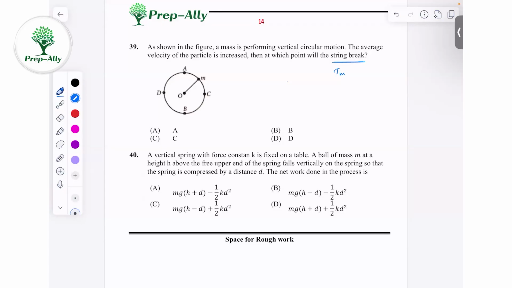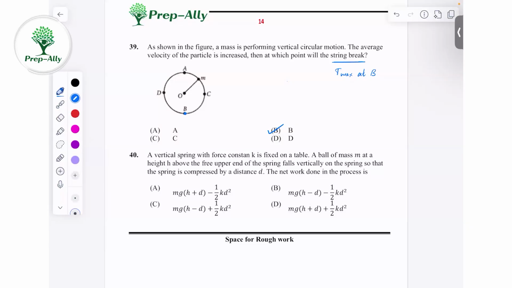String breaks when tension is very high, when tension is maximum, and in vertical circular motion, tension is maximum at the lowest point in the circular motion. So if we increase the velocity here, the tension by the time the body reaches the lowest point B is going to be so high. And if it is incredibly high, the string might even break when the body comes to B. Hence, B is the answer, because tension is maximum at B, the lowest point in the vertical circular motion.